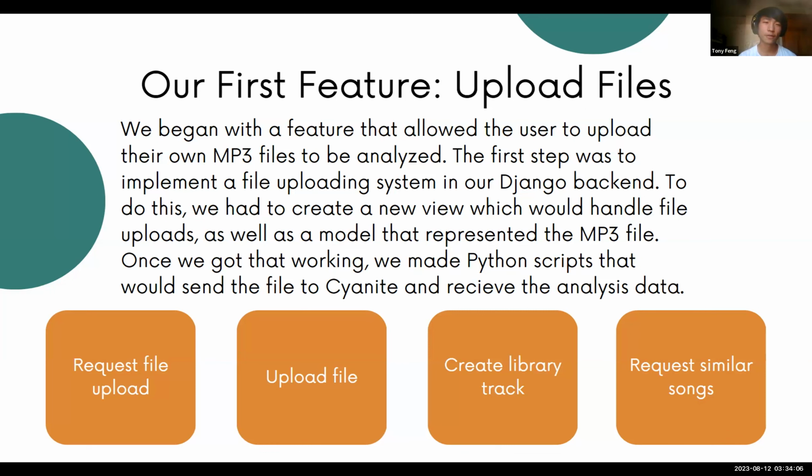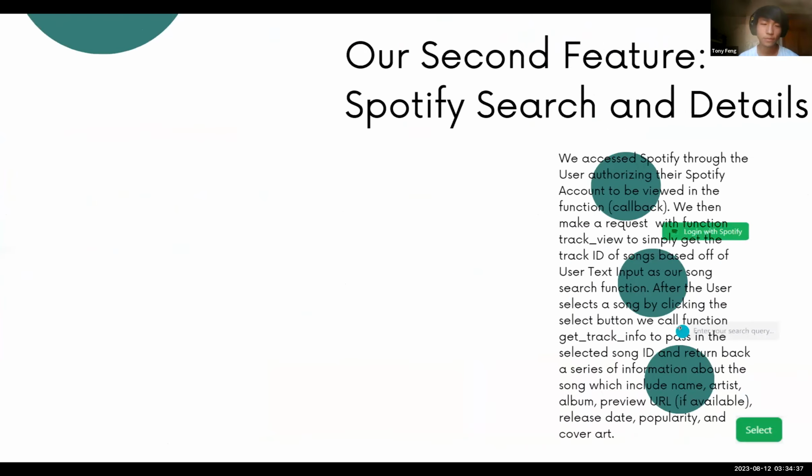Then, using that uploaded file, the backend asks Cyanite to create a library track in our Cyanite account, where it automatically begins analyzing the track. The backend then begins sending requests for similar songs. The analysis takes about 10 to 30 seconds on average, so we programmed our backend to request the analysis every 5 seconds until it receives it. Once received, the backend processes the data to create a list of Spotify track IDs, which it sends to the front end. The front end then calls the Spotify API for info on each track, which it displays on the web page.